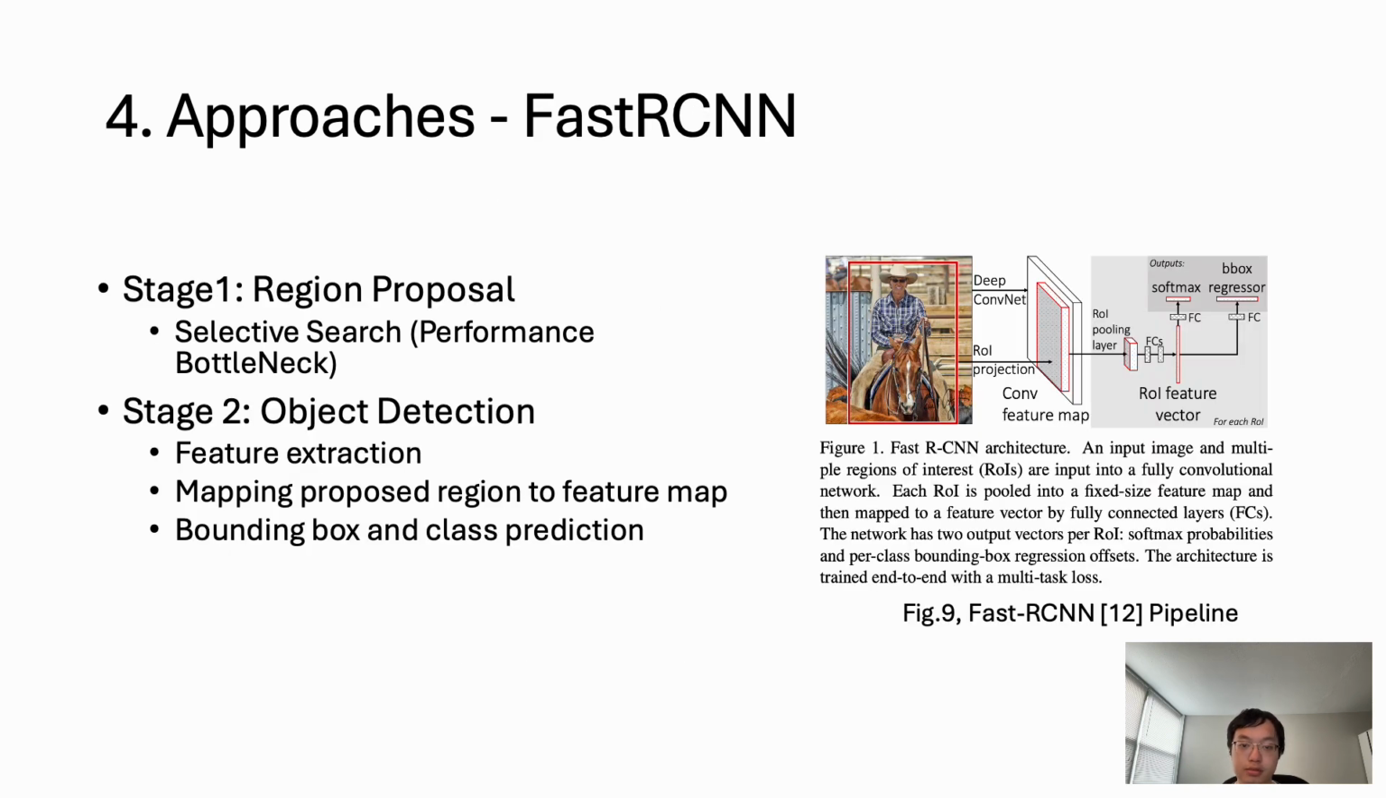Now let's look at the second, deep learning based approach, Faster R-CNN, which is a 2-stage method. For stage 1, they do a region proposal utilizing selective search, and this should also be the performance bottleneck. And stage 2 is the object detection stage. First, they do the feature extraction, then map the proposed region to the feature map, and finally predict the bounding box and the class category. On the right side, there is a pipeline demonstration of this research.